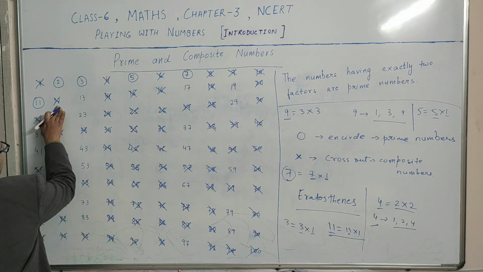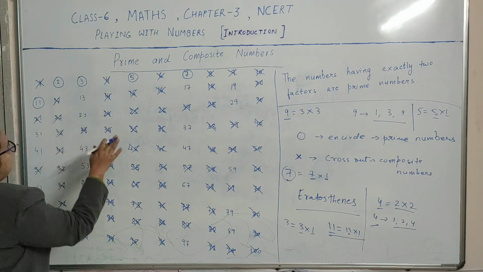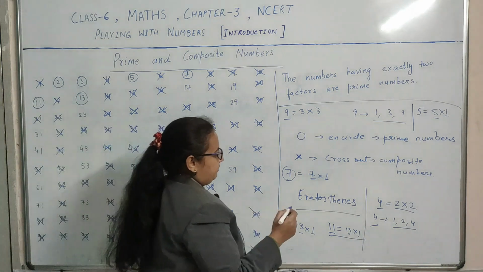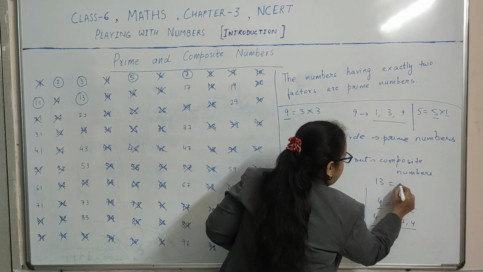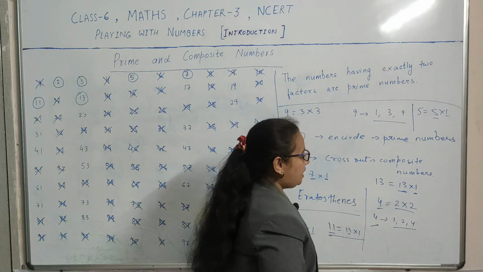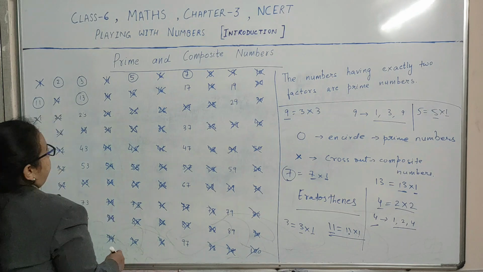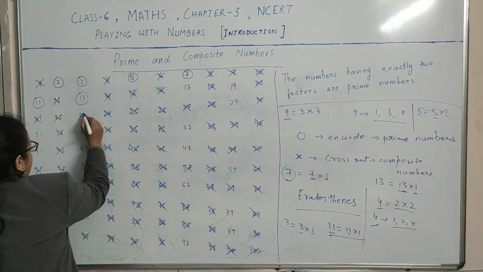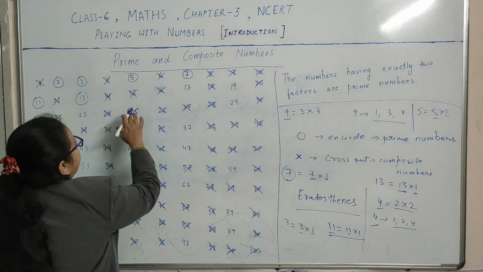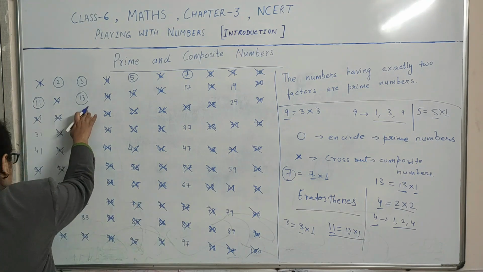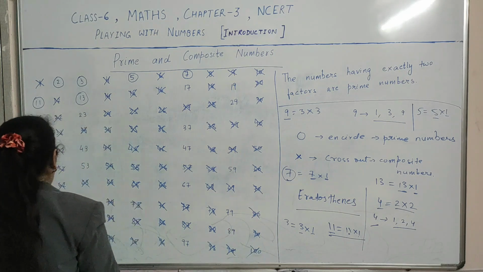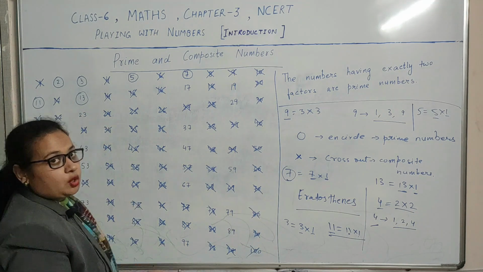Now the next number is 12, which is crossed out. 13 is not crossed out, nor is it encircled. So 13 is a prime number because it can only be represented as a product of two numbers. 13 can be represented as 13 multiplied by 1. Only the product of these two numbers gives 13, which means 13 is a prime number. Now we will check all the multiples of 13, right? Already crossed out, and the next multiple is more than 100. So all the multiples of 13 are already crossed out.